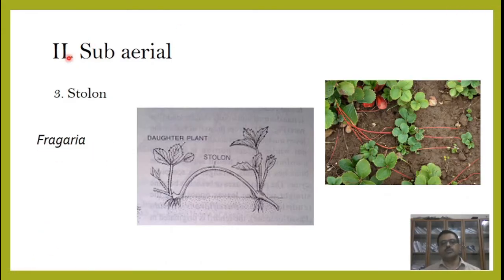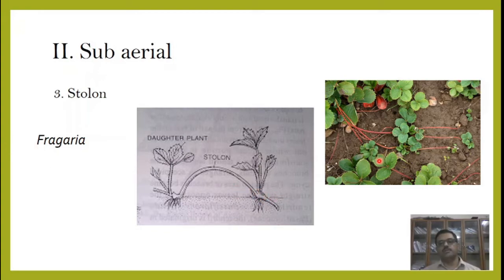The third type is the stolon. Stolon is a subaerial stem which is formed from the base of the leaf. It grows parallel to the soil and gives off roots, and the next stolon emerges from the base of the existing leaf.